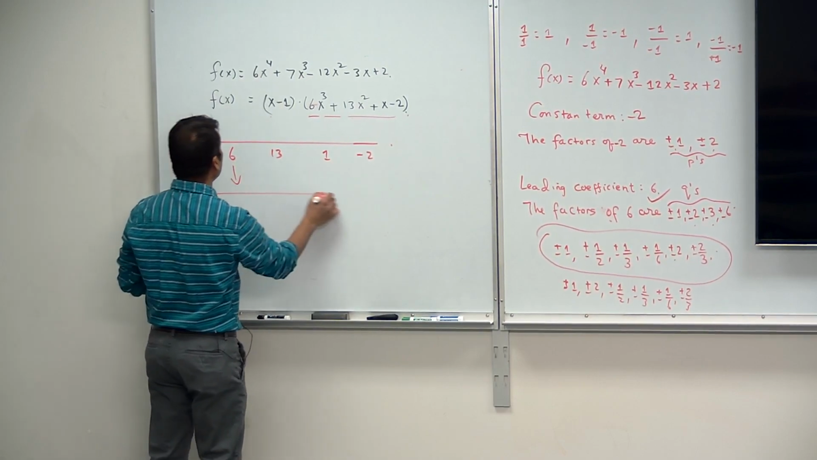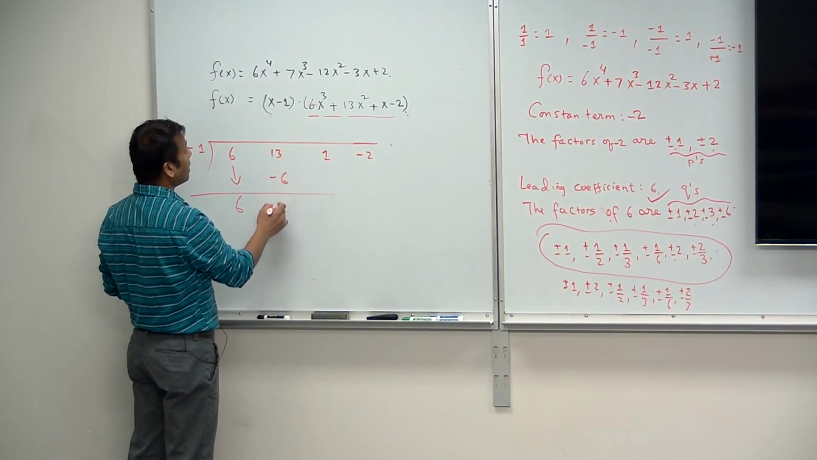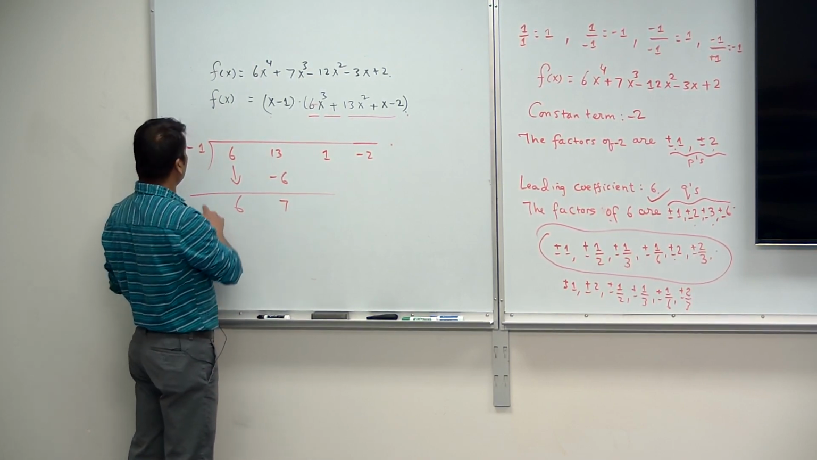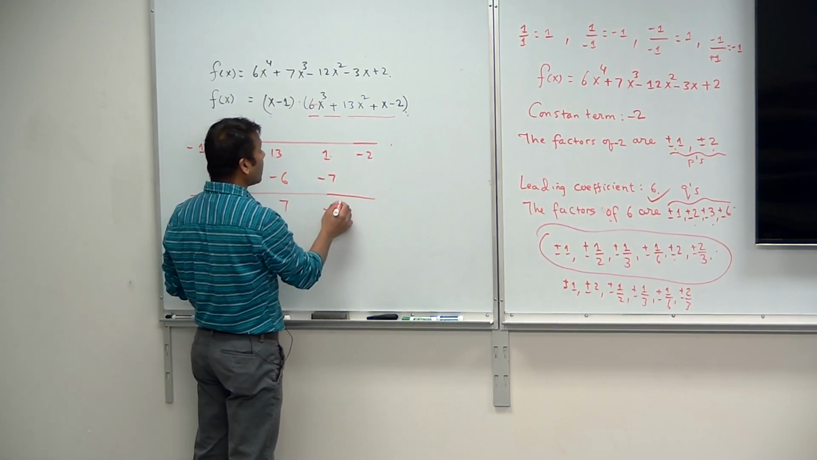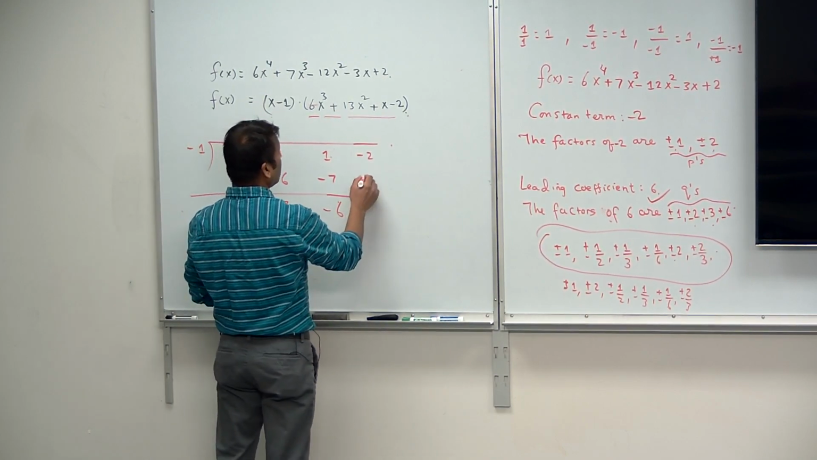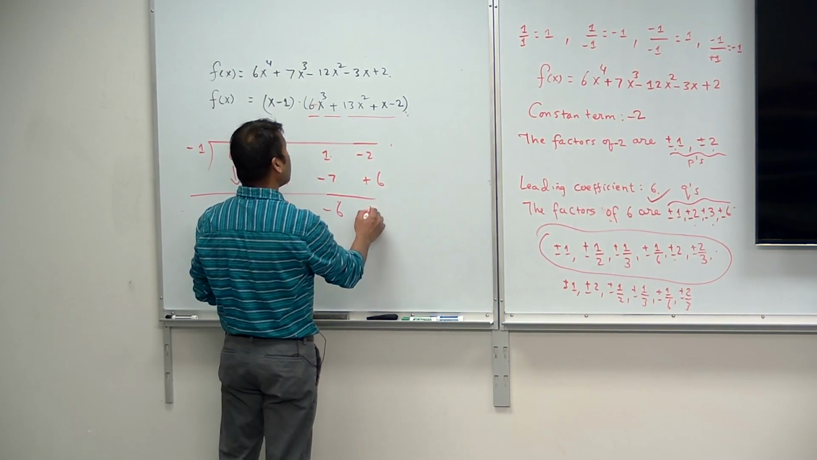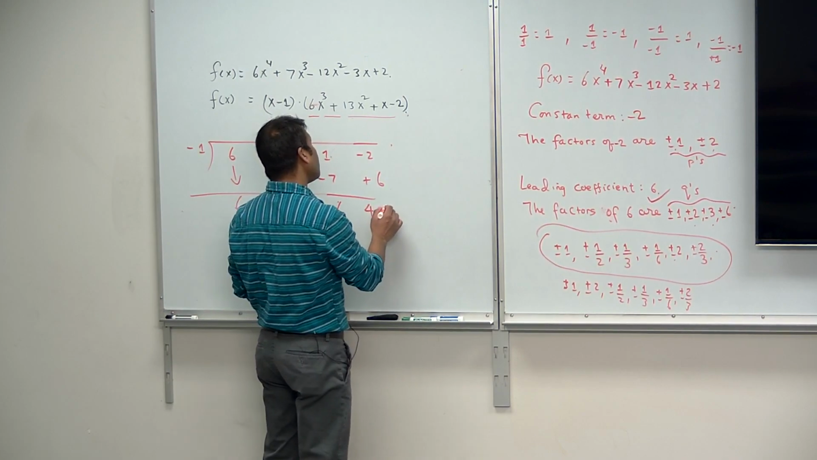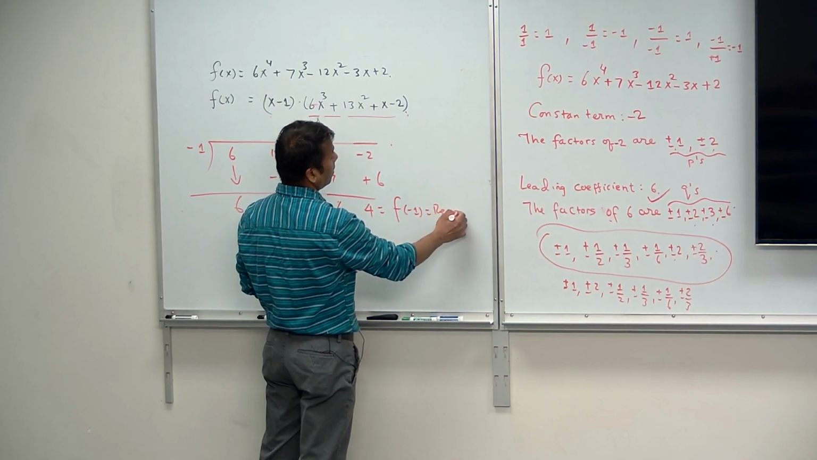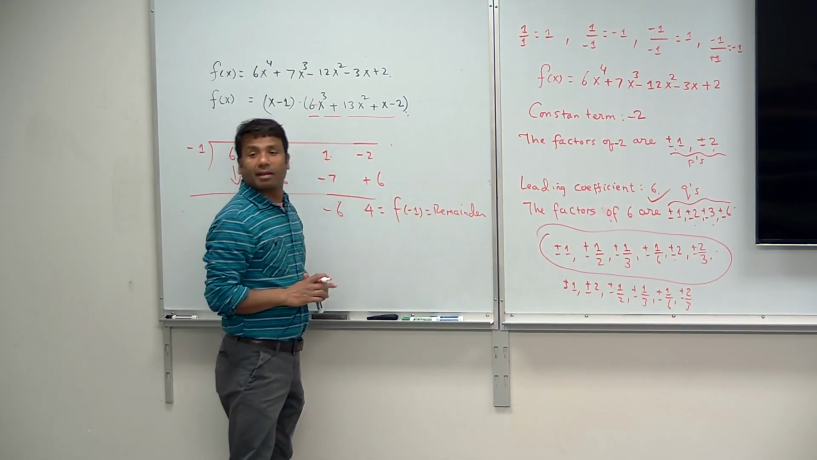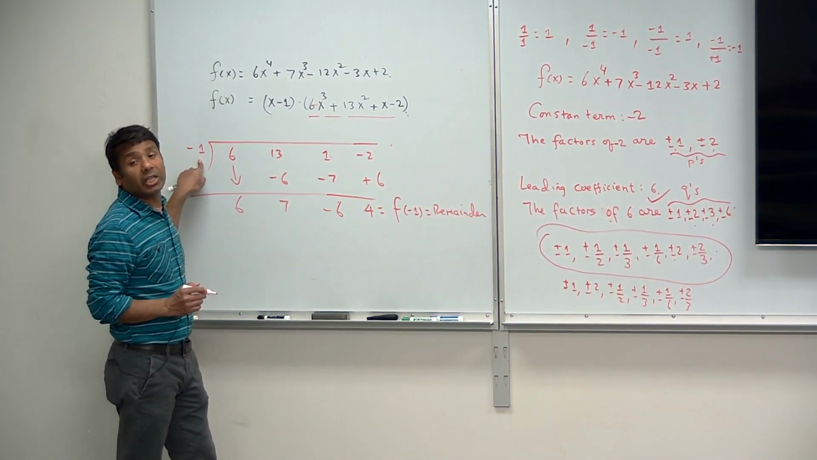Use synthetic division, you bring it down, it is 6. -1 times 6 is -6. 13 minus 6 is 7, right? So -1 times 7 is -7. So 1 minus 7 is -6. And -1 times -6 is +6. Is that right? And what do you get here? 4. Now you see the remainder is 4. So remainder is 4 means f of -1 is 4. So now this -1 is not a 0.